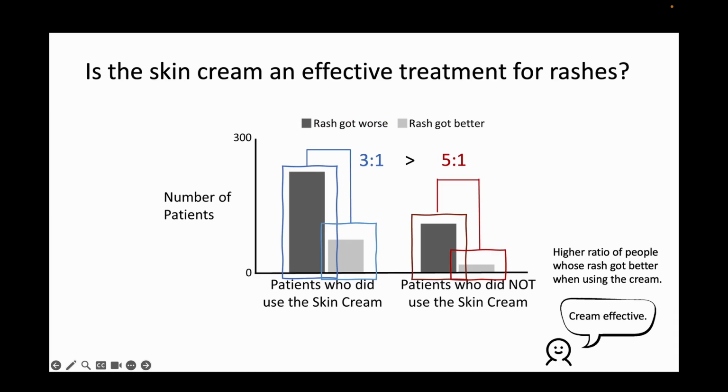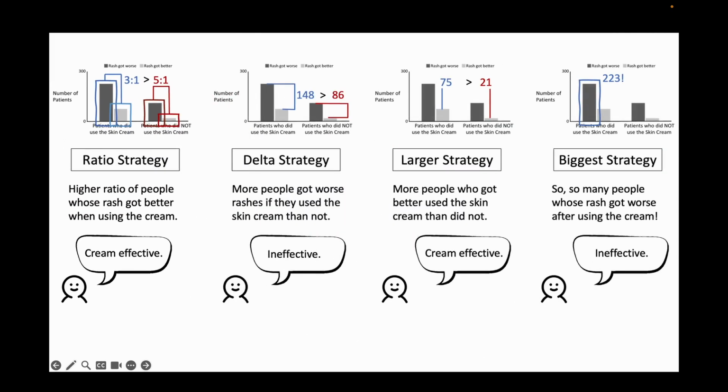And finally, you could have computed the ratio between the number of people whose rash got worse and the number of people whose rash got better for people who did use the skin cream and for people who did not use the skin cream. And notice that among the people who did use the skin cream, 1 in 3 got better. Among the people who did not, 1 in 5 got better. So there is a higher ratio of people whose rash got better amongst the people who used the skin cream. You conclude that the skin cream is effective. We refer to this strategy as the ratio strategy.